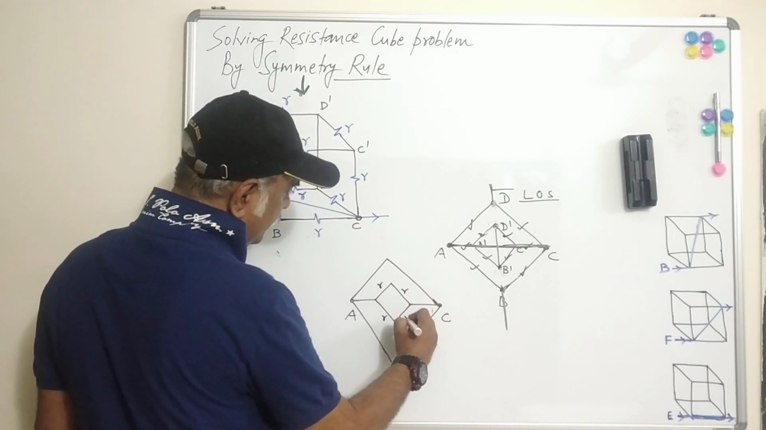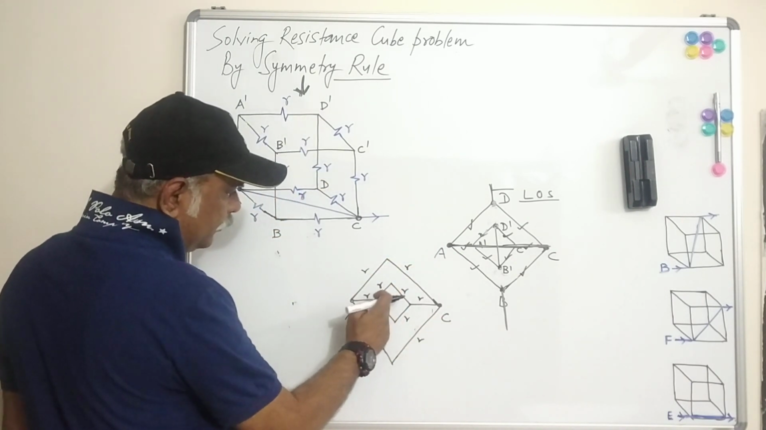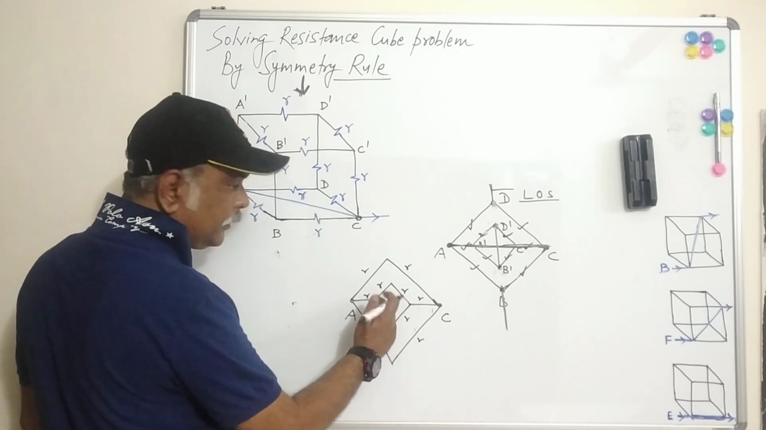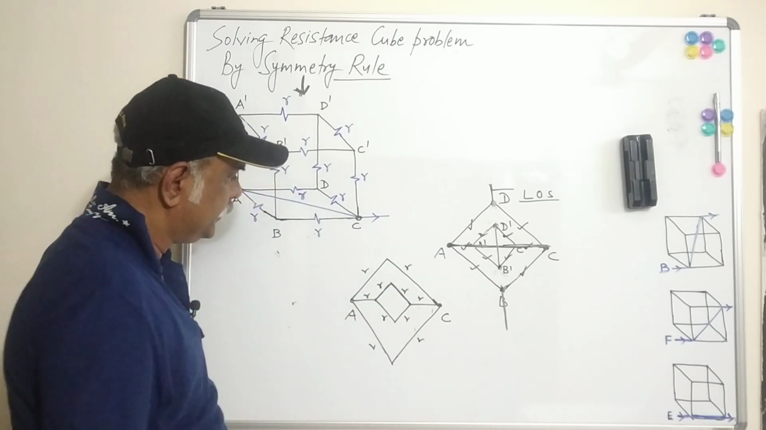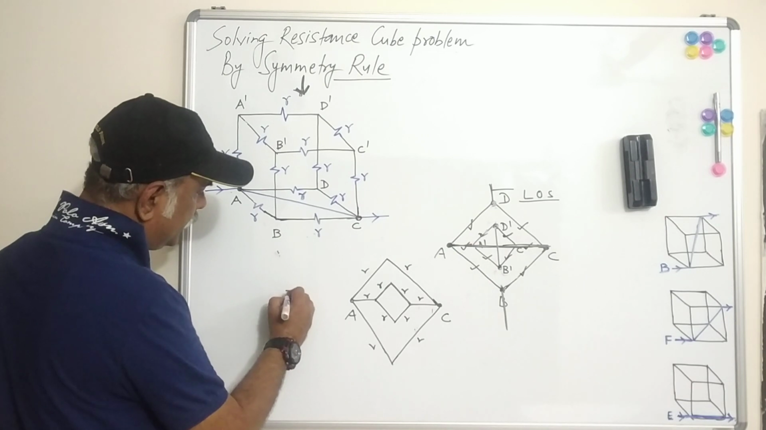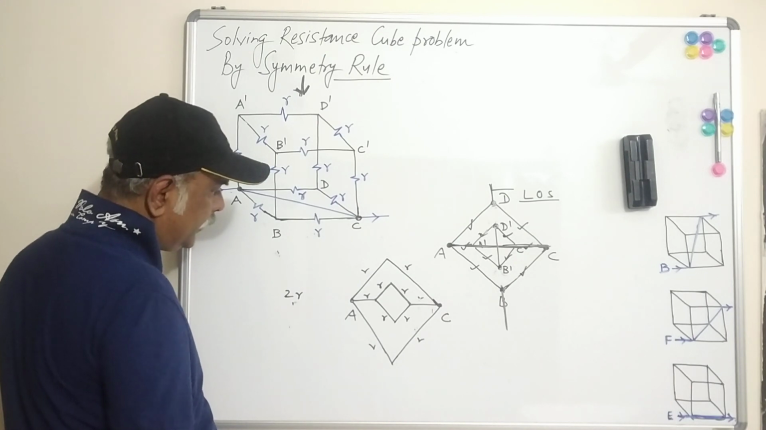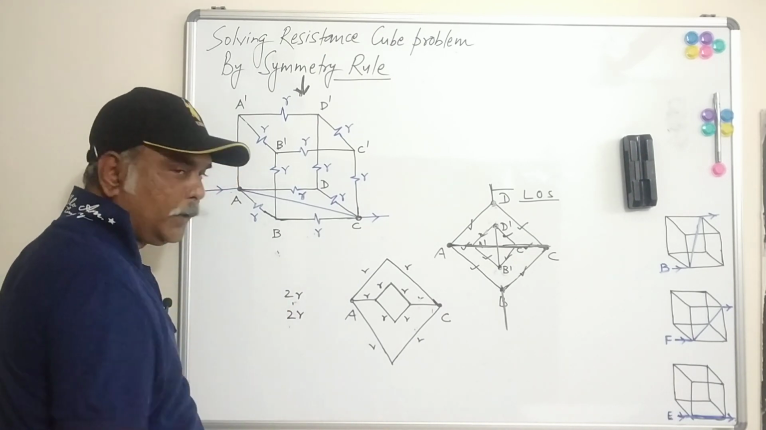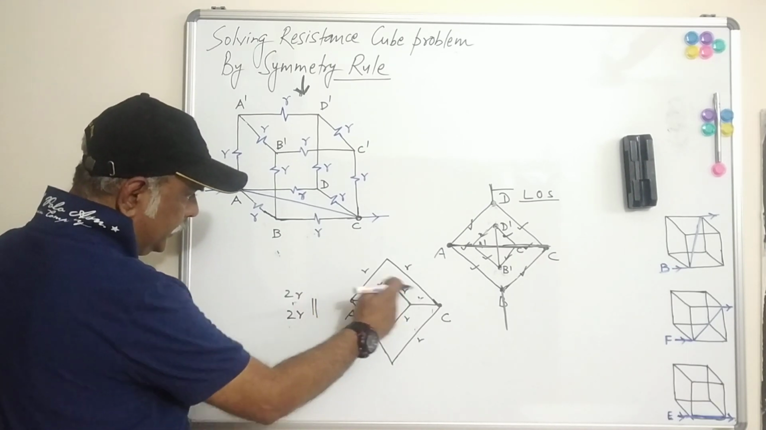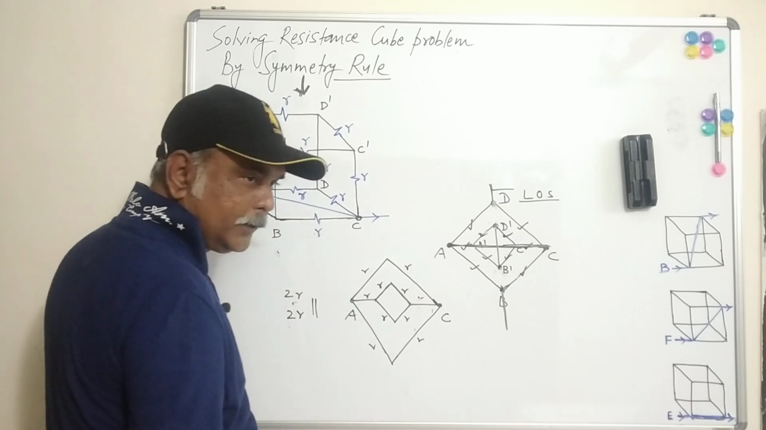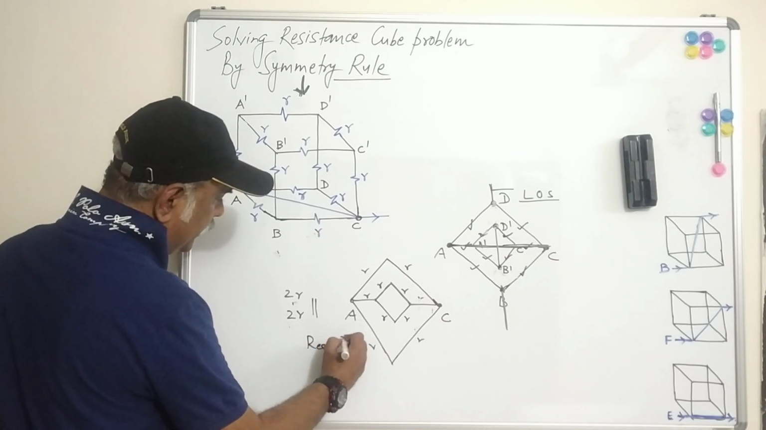So now you can easily see that these two resistances are in what? Series. See? These two resistances are in series. So R and R are in series. So what is the equivalent resistance? 2R. This R and this R are also in series, so the equivalent resistance is 2R again. Now this 2R and this 2R are in parallel. So what is the equivalent resistance? R equivalent is straightaway 2R by 2.